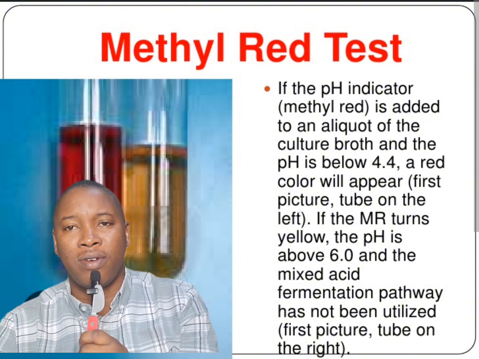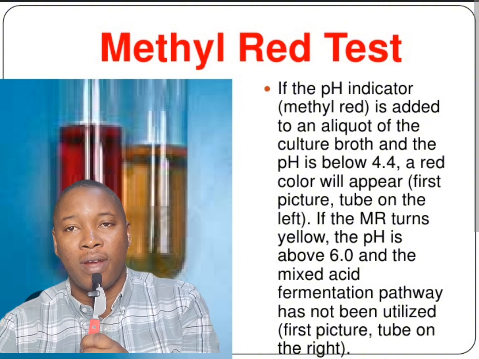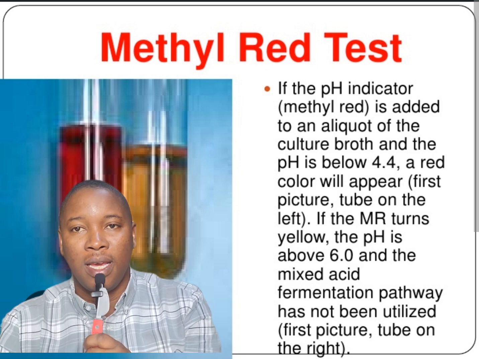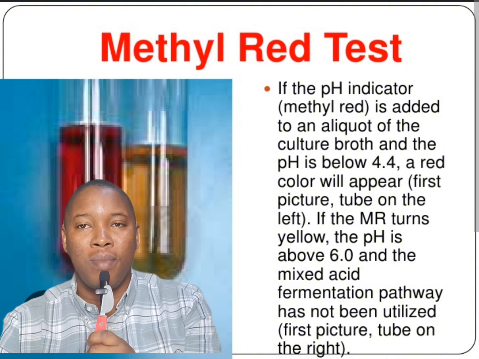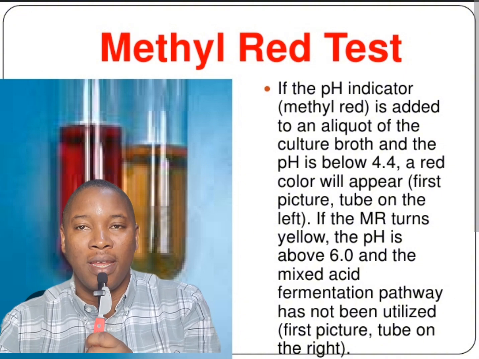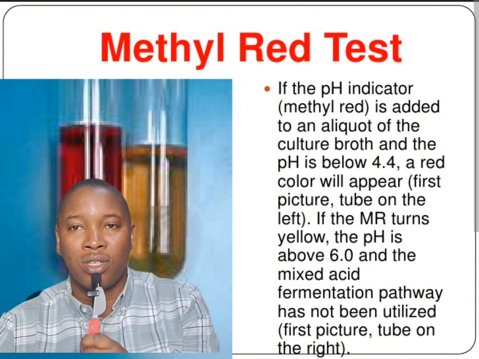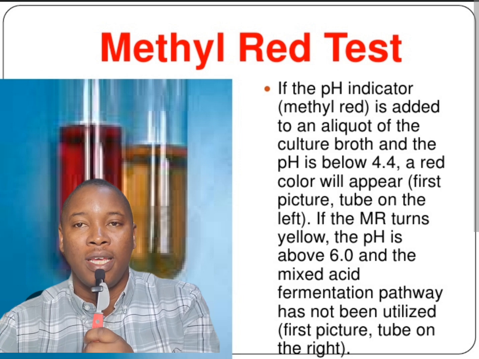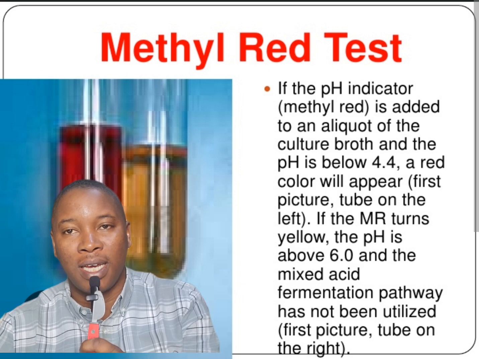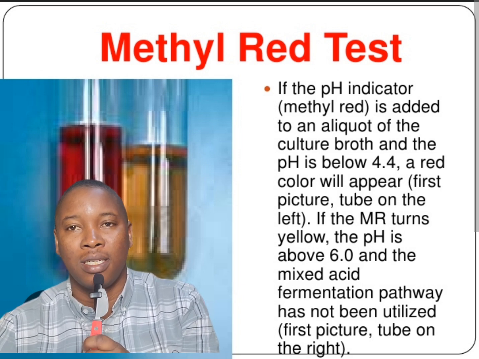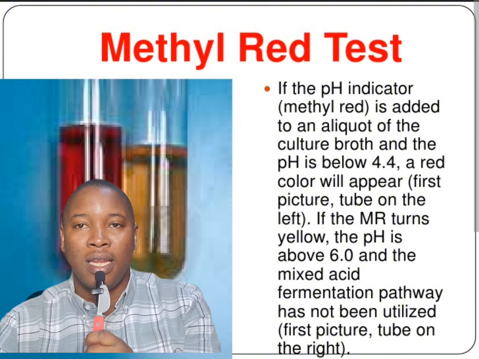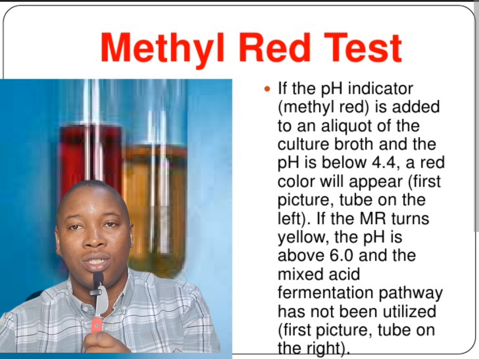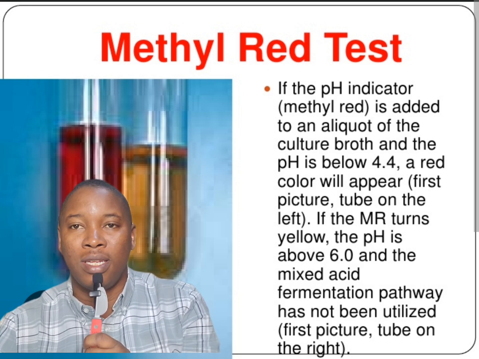Now, not every bacteria can do that. So if you have a bacteria, especially within the family Enterobacteriaceae, that is able to undergo mixed acid fermentation, meaning that when they ferment glucose as a source of energy for their respiration, they are able to generate these four different acids: lactic acid, formic acid, acetic acid, and succinic acid. Remember that they are generating in totality four different acids within the same medium.